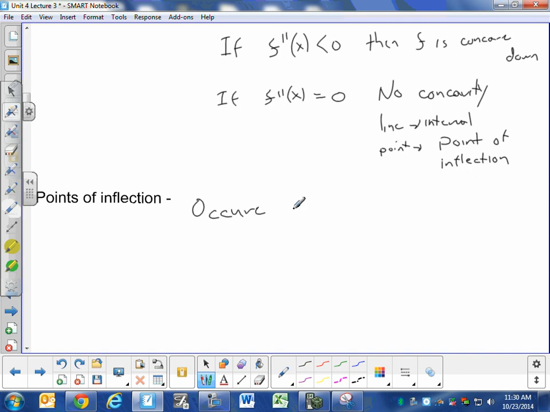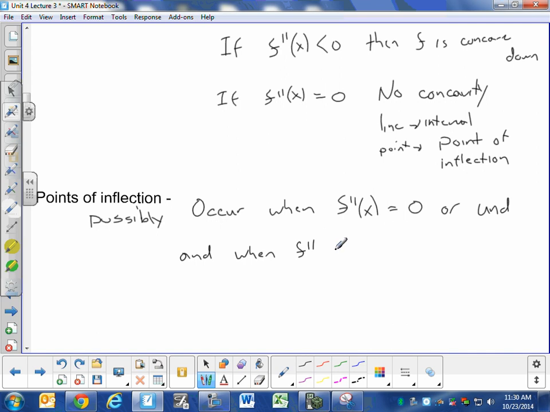Points of inflection possibly occur when f double prime equals 0 or is undefined, and when f double prime changes sign. You could change sign from positive to negative or negative to positive.